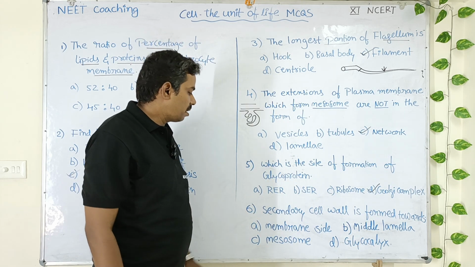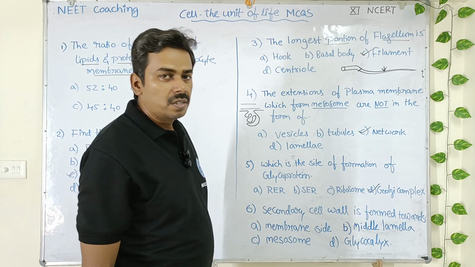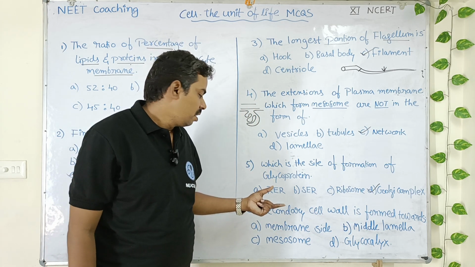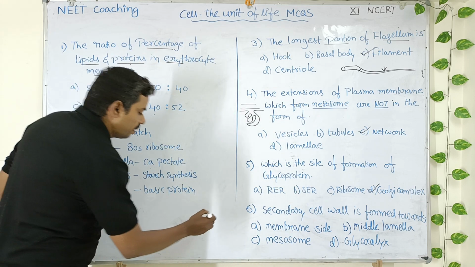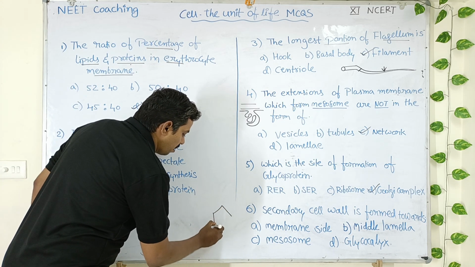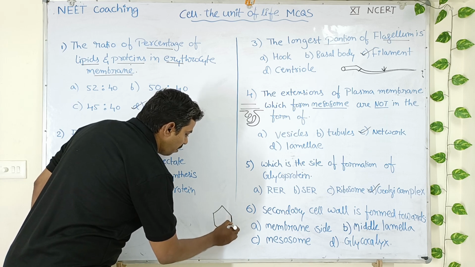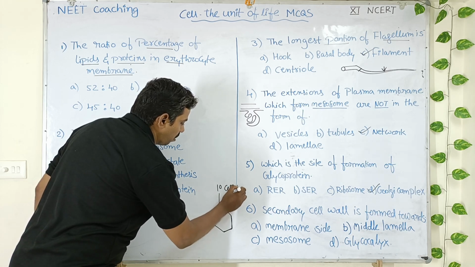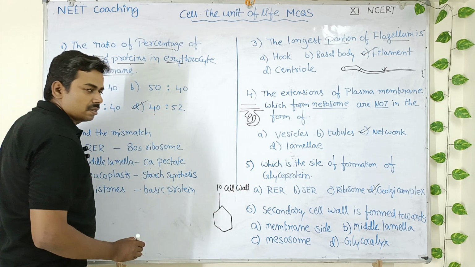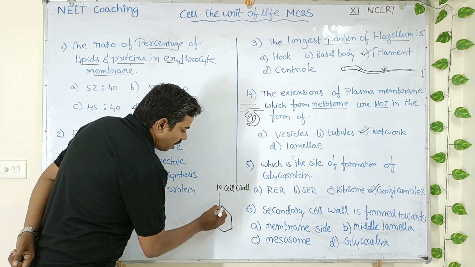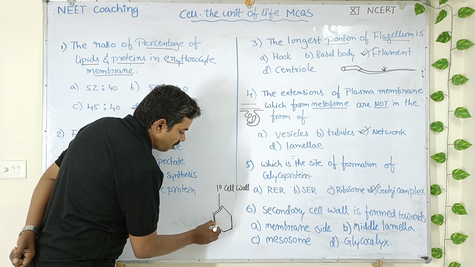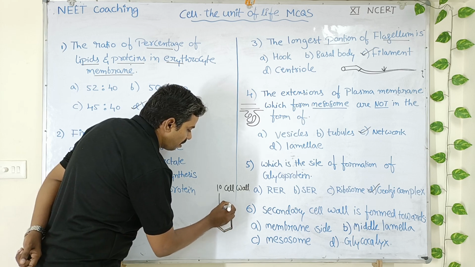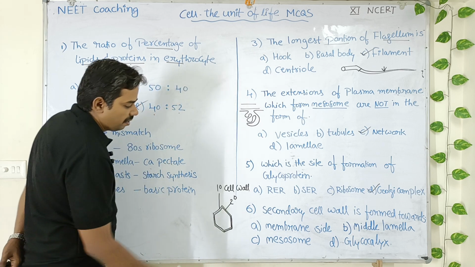Okay. Next, sixth question. Secondary cell wall is formed towards. In which cells can we see secondary cell wall students? In the plants. Okay. So in the plant cell, look here. In the young plant cells, we can see an already formed cell wall which is called the primary cell wall. Later, during the maturation process, what happens? A second cell wall is formed towards the inside, facing the plasma membrane. This is called the secondary cell wall.